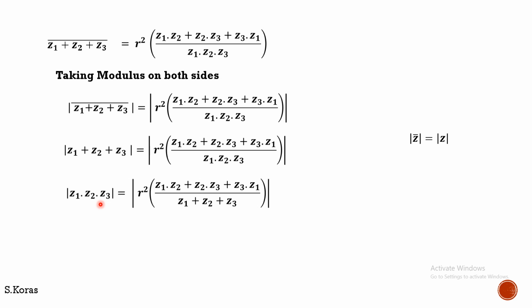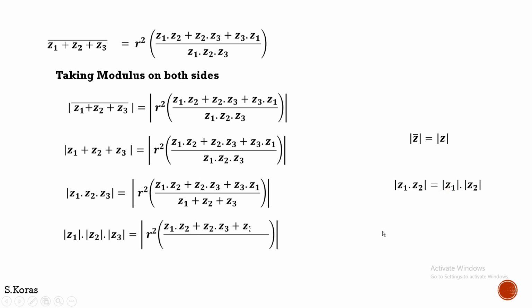You know the property: modulus of z1 into z2 can be written as modulus of z1 into modulus of z2. So let us use that property also here. Using this property, we can split this. So your answer will be modulus of z1 into modulus of z2 into modulus of z3, and the same thing we are repeating in the right hand side, right? As I know very well, modulus of z1 or modulus of z2 or modulus of z3, whatever it may be, it is given that they are all equal in modulus, and their value is r.